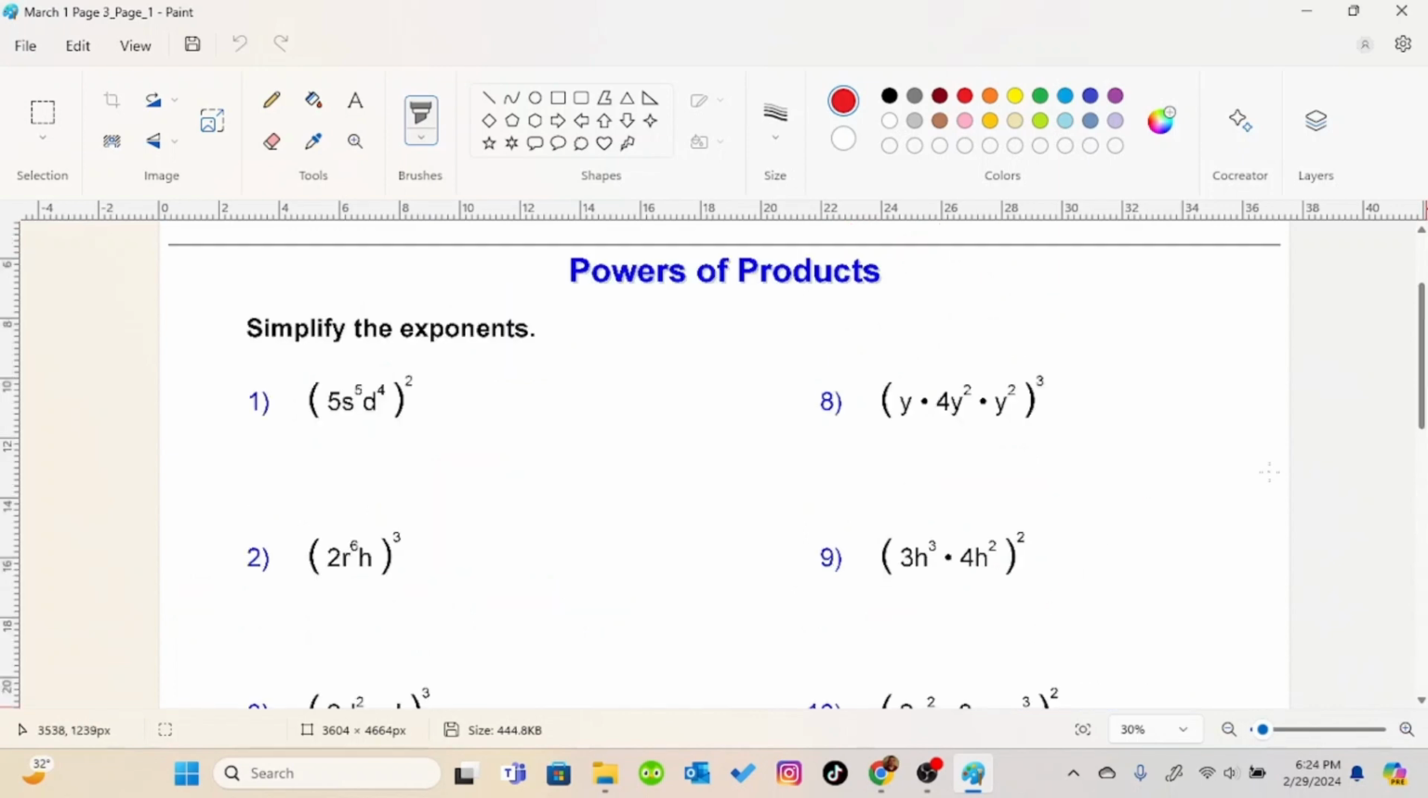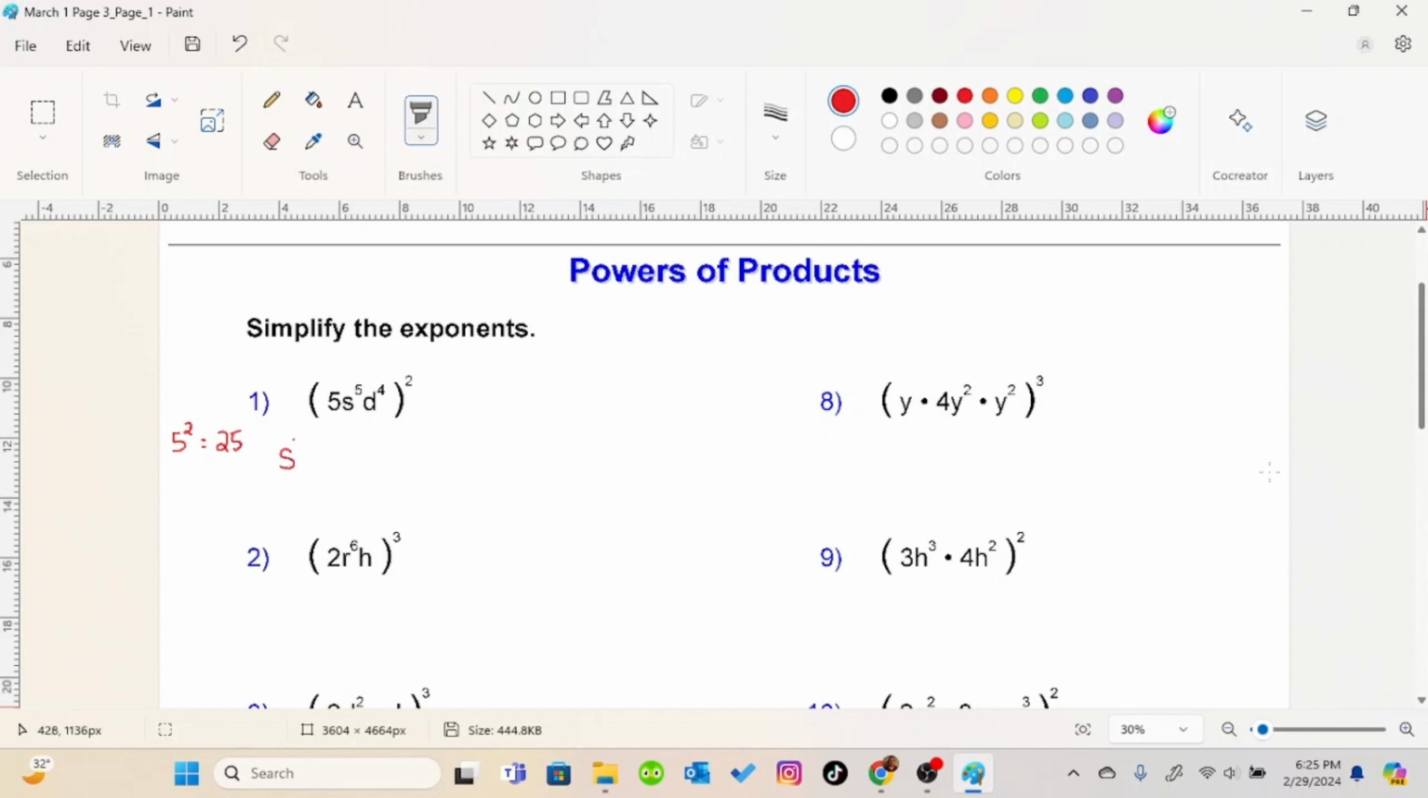Page 3, powers of products. Simplify the exponents. So first, we have 5, and we're going to distribute this power of 2 to each of the parts inside. So this becomes 5 squared, which equals 25.